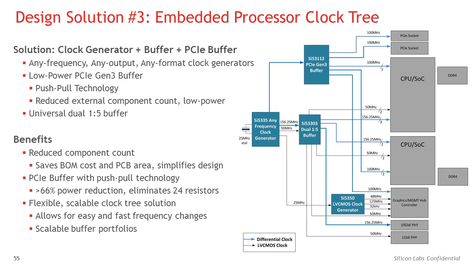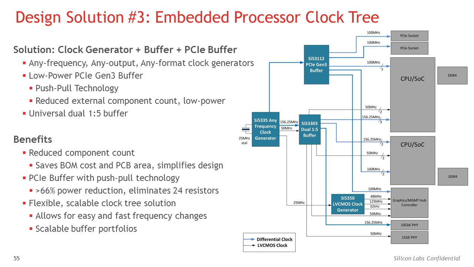We present a much more optimized solution here, comprising of Silicon Labs programmable any-frequency clock generators, low-power PCI Express Gen 3 clock buffers, and high-performance universal clock buffers. For the same exact clock tree on the previous slide, we are able to reduce the component count from 14 timing devices down to just 5, while reducing the overall power consumption and increasing the design flexibility and scalability.